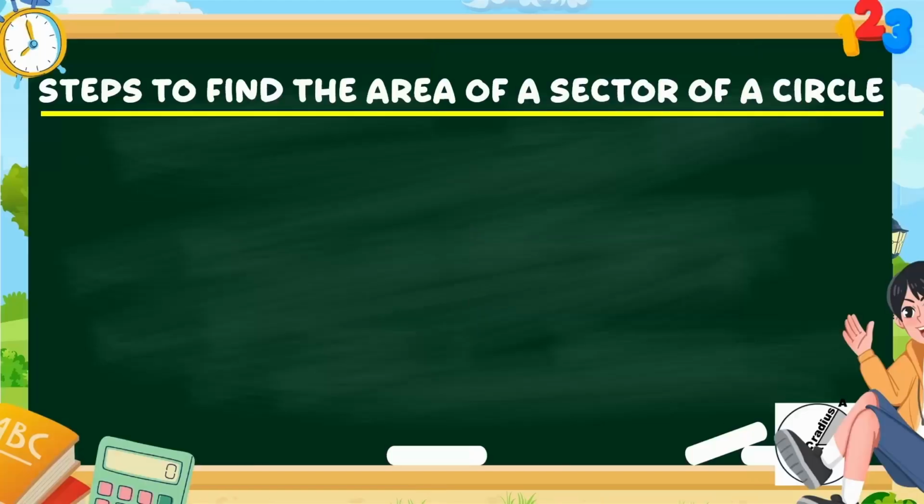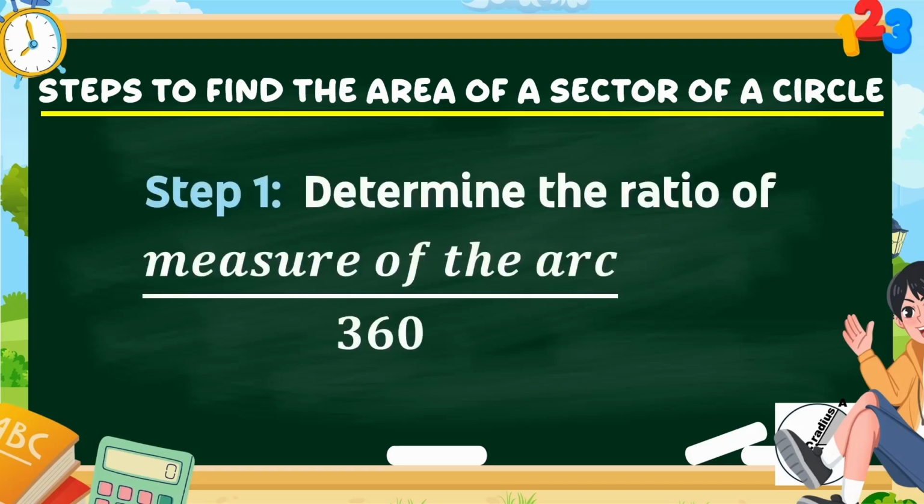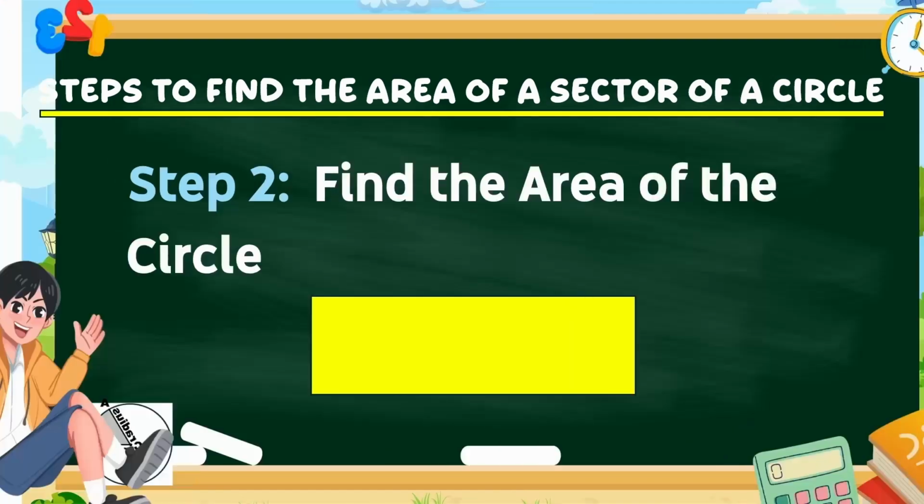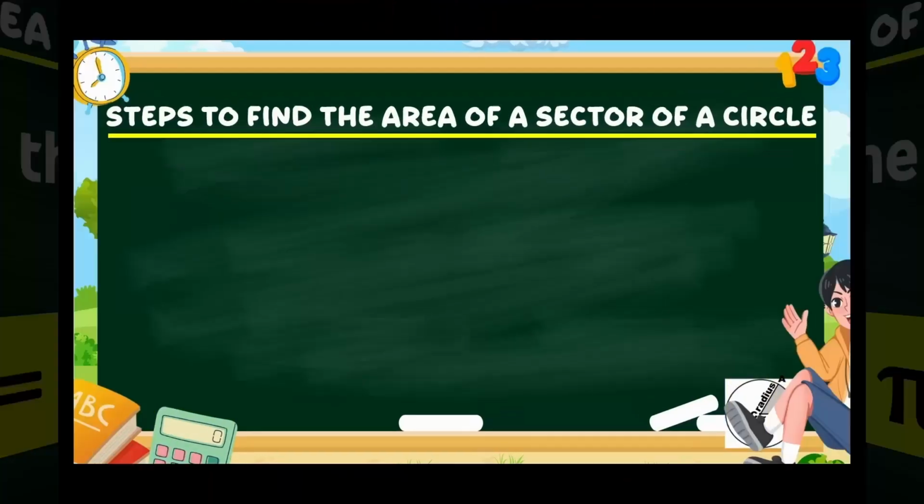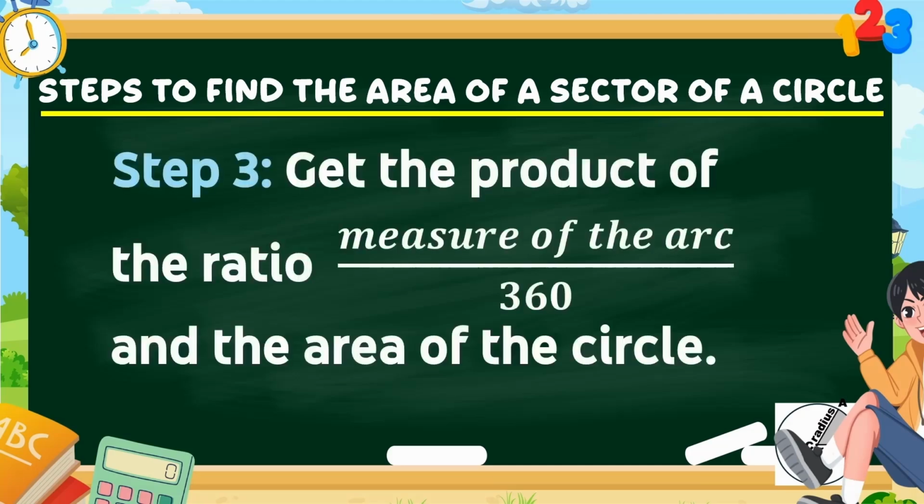And we have 3 steps to follow on how to find the area of a sector of a circle. The first step, or step number 1, determine the ratio of the measure of the arc over 360. For step number 2, we're going to find the area of the circle, and the formula is, the area of the circle is equal to pi r squared. And for the third step, or step number 3, get the product of the ratio of the measure of the arc over 360 and the area of the circle.